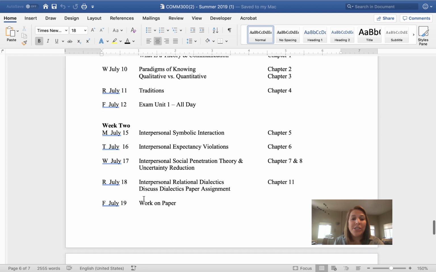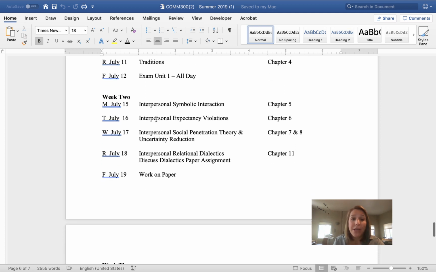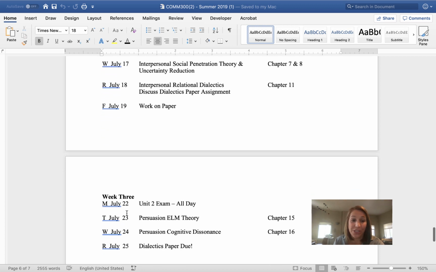If you look at week 2, there is not an exam in week 2. However, again, you have activities in here you have to complete. When do you have to complete those by? Exam 2, which is on Monday the 22nd. So everything from week 2 must be in by 6 a.m. Monday, July 22nd, as I open exam 2 for you.